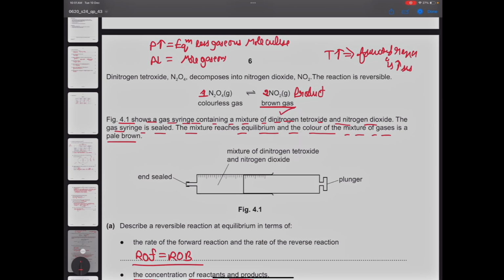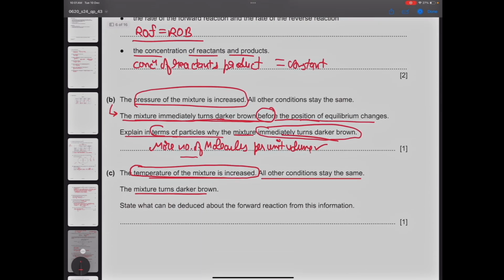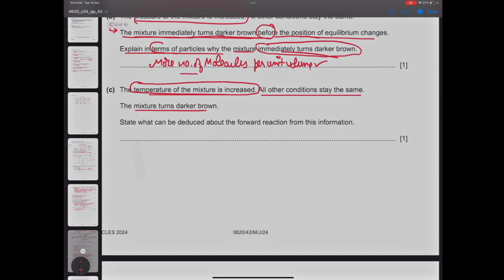Now you just need to check whether an endothermic or an exothermic reaction prefers the forward direction when temperature is increased. We all know it is the endothermic reaction. In an endothermic reaction, when you increase the temperature, the forward reaction is preferred. As a result, a darker brown color is obtained.